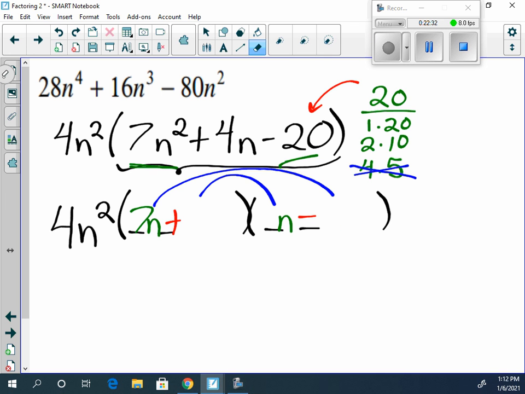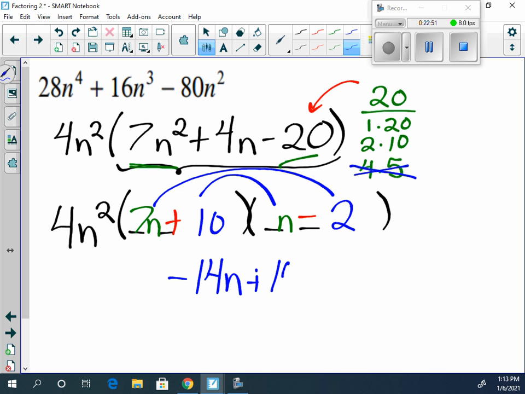So instead of 5 and 4, we can try 2 and 10. 10 and 2. So 7n times negative 2 will be negative 14n. 10 times n will be plus 10n, which gives us negative 4n. Is that what we wanted? Well, yes and no. Yes, it is the correct number, but no, it's the wrong sign.